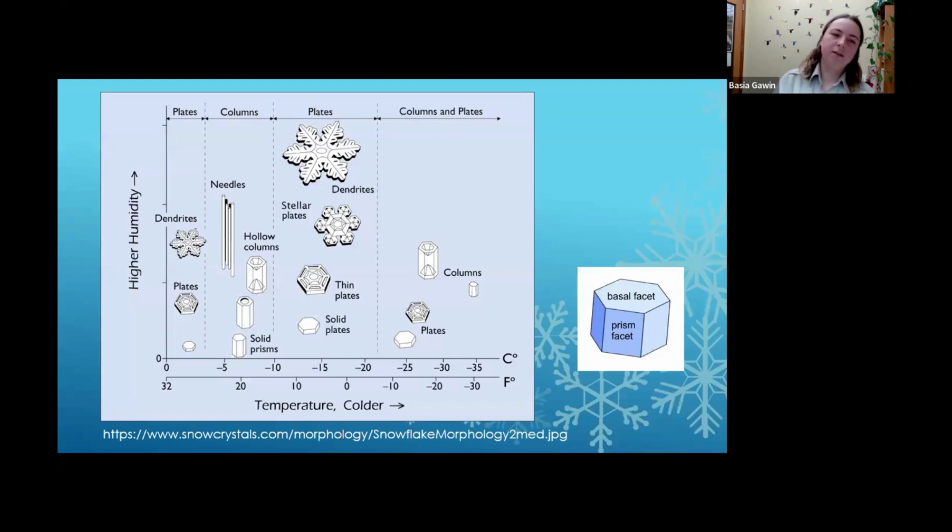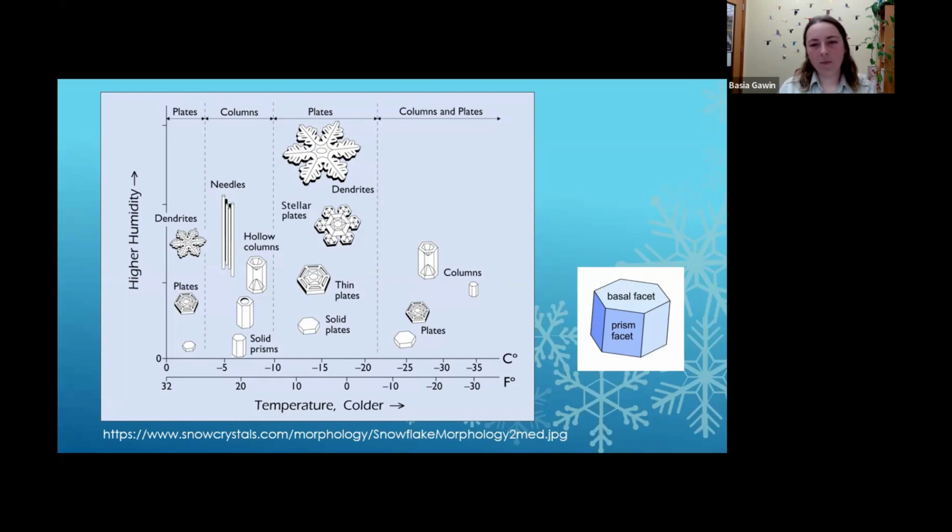So this is a different diagram where you have temperature on the x-axis again, but on the y-axis, instead of pressure, we have humidity. So how much water is in the air. And you can have different snowflakes or snow crystals form depending on how you play with that temperature and humidity. So this is what that scientist from the University of Japan was working on in the 1920s and 30s. And he discovered that if he varies these factors, he can grow different types of snowflakes.